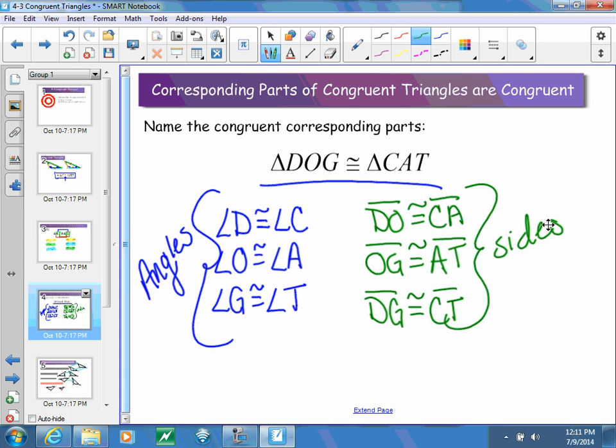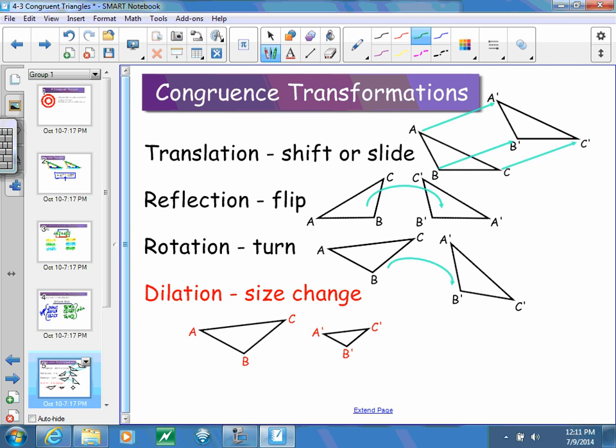Now, when we're working with corresponding or congruent triangles, we're talking about triangles that are staying the same shape and staying the same size. And we can have triangles move all over, and the size and shape stay the same. If you take a triangle and you just move it up, down, left, or right, that's called a translation or a slide or a shift.